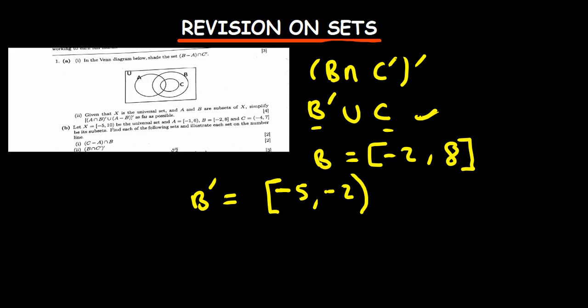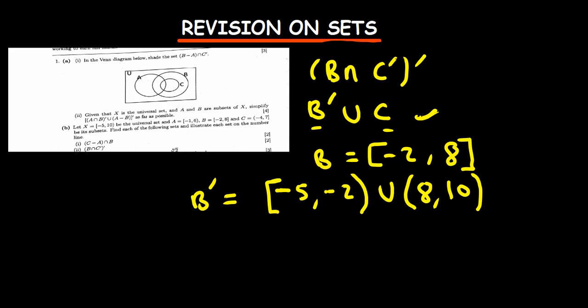Then union, so even here at 8 it will be open, comma, then it goes up to 10, and at 10 as well, since 10 is not even in the universal set, it will be open there. So this is my B complement. I already have my C, so I can now just sketch this.